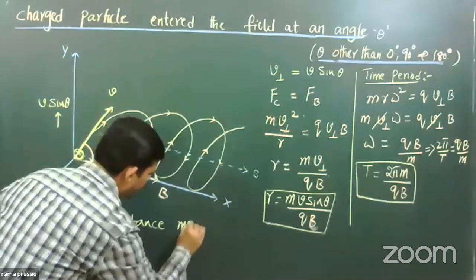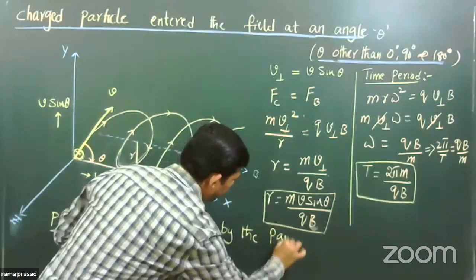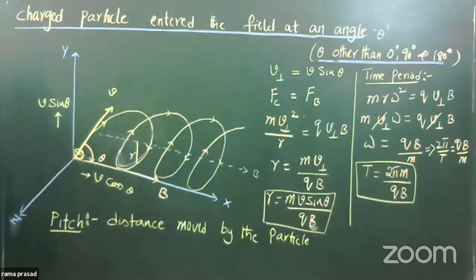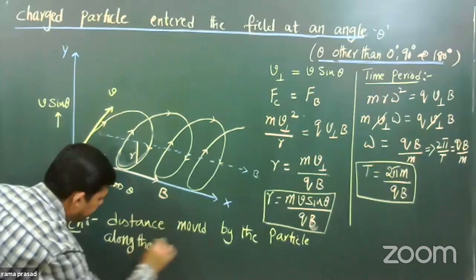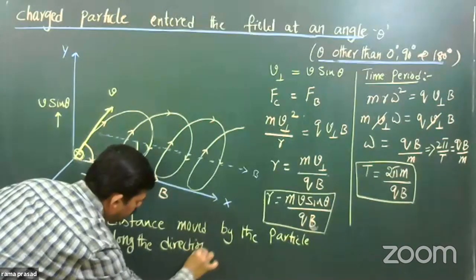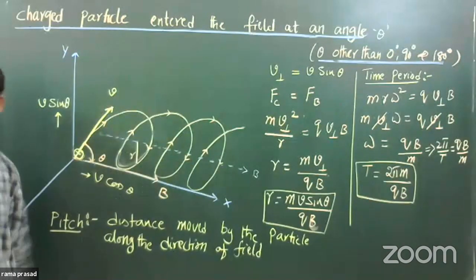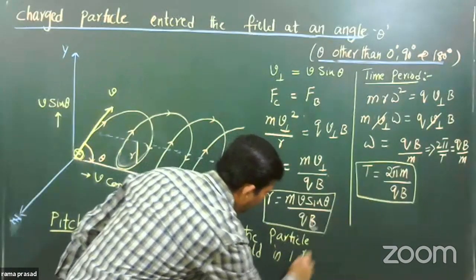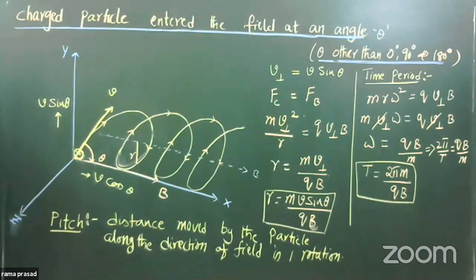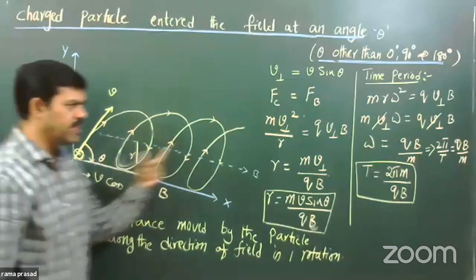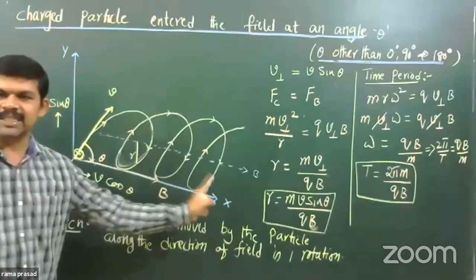Distance moved or traveled by the particle, charged particle, along the direction of the field in one rotation. In one rotation, how much distance does it travel? In one rotation means, for one rotation the time taken is T. So in that time period T, how much distance does it travel?